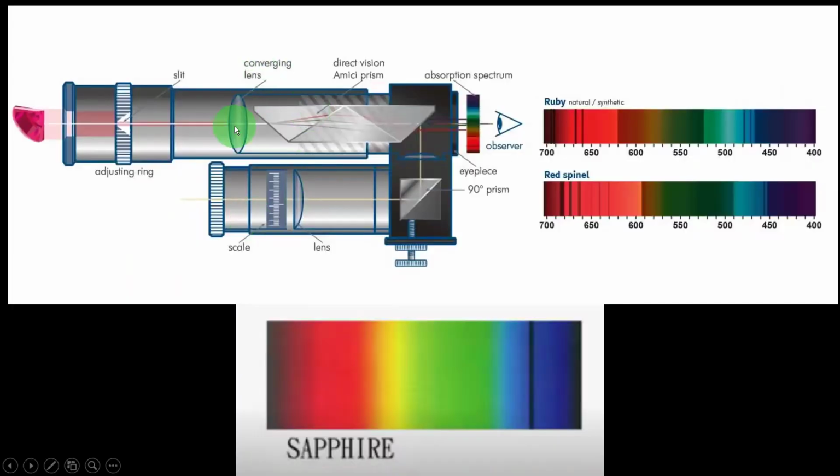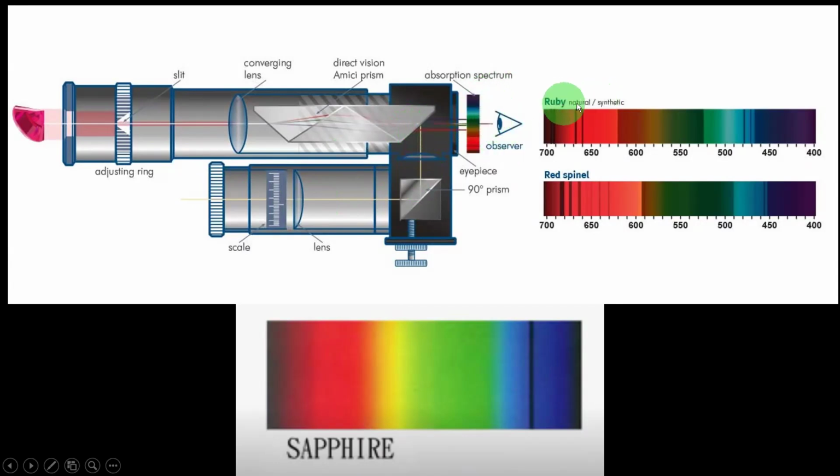This is an advanced tool to see the absorption spectrum. This is the gemstone. The light comes through the gemstone and the slit is there. From this slit, it is coming through this lens and it goes through the prism. Then it converts light, and normal light goes through this. Then it gives the spectrum and we can see the absorption spectrum from here.